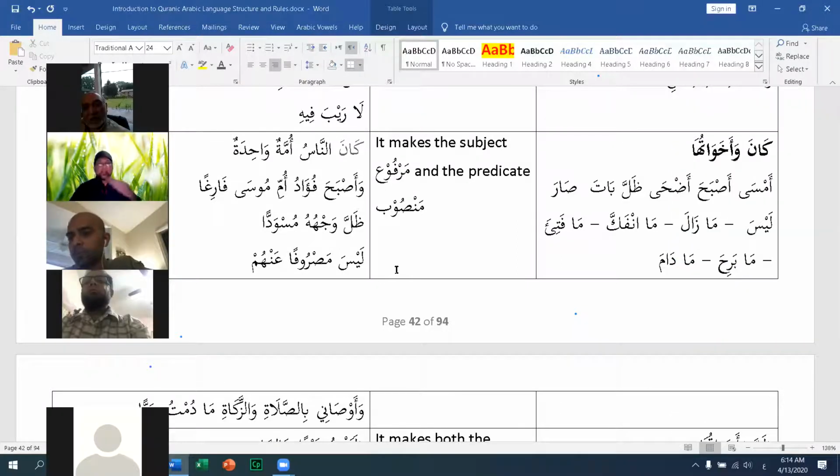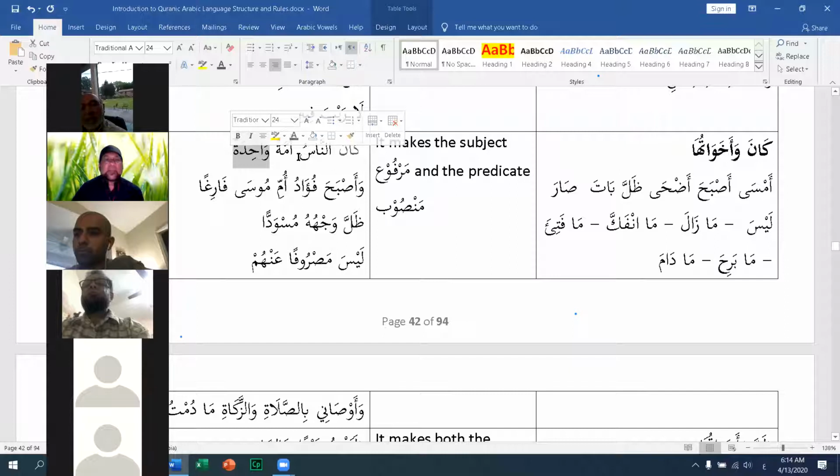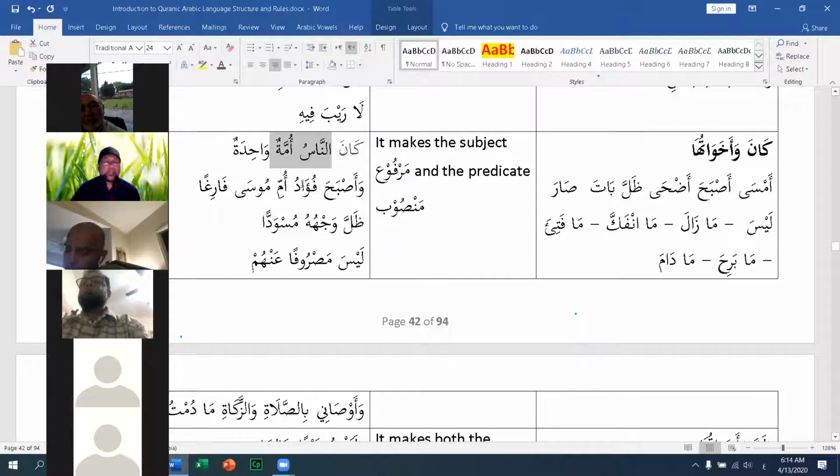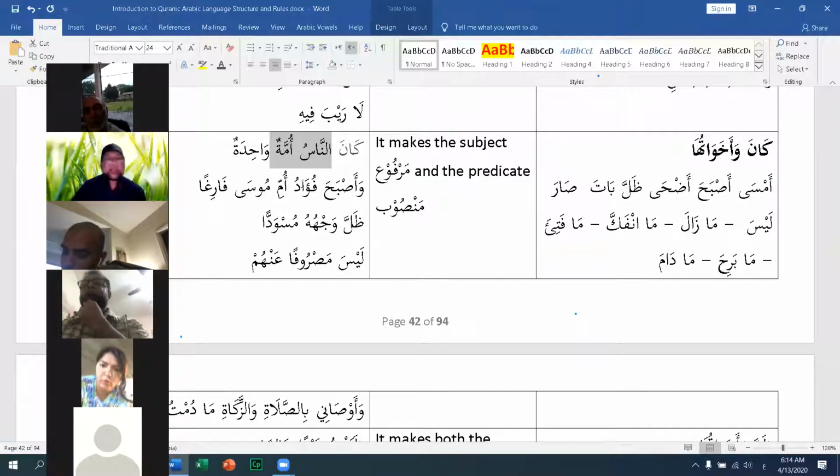And then the second part is khabar. Where is the khabar? Can you repeat the sentence again? An-nasu ummatun wahidatun. Umma is a khabar. Yes. Wahidatun is sifa. It's an adjective. So an-nasu, the sentence in its simplest form is an-nasu ummatun. People is one nation. People are one nation.